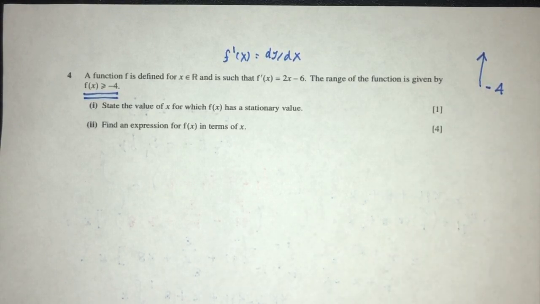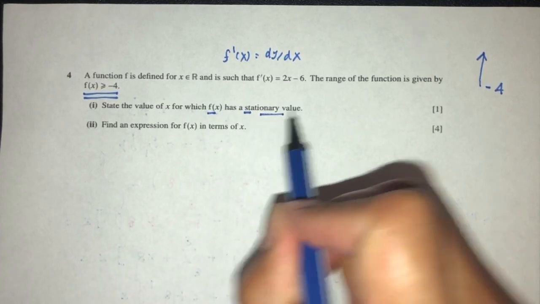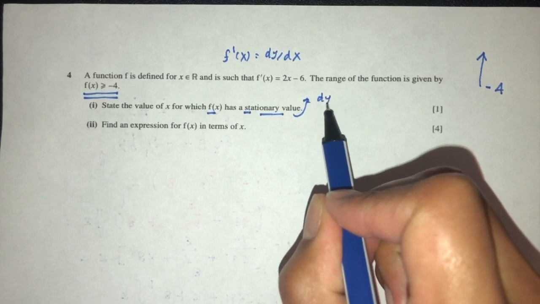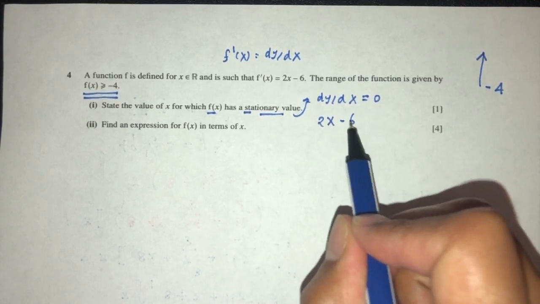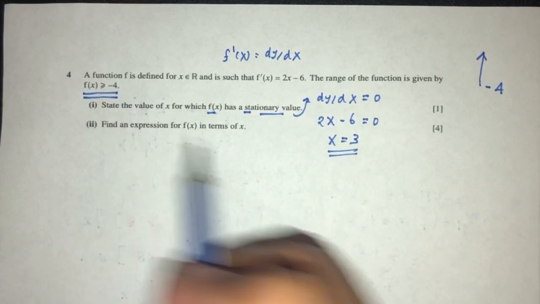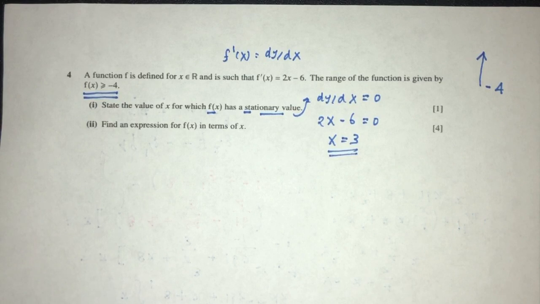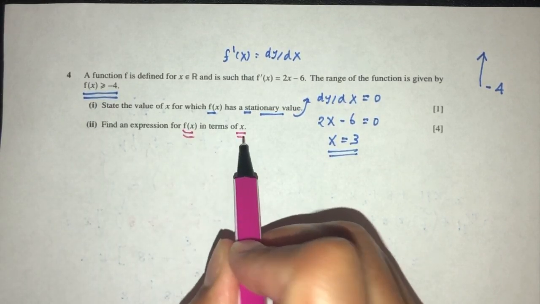Great. Now what else? So part 1, state the value of x for which f of x has a stationary value. So we know this is true when dy by dx has to be 0. So equate, x will have to be 3. So the value will be this one. Now what else? We have to find an expression for f of x in terms of x. So pretty easy.